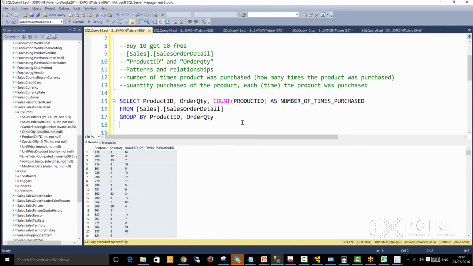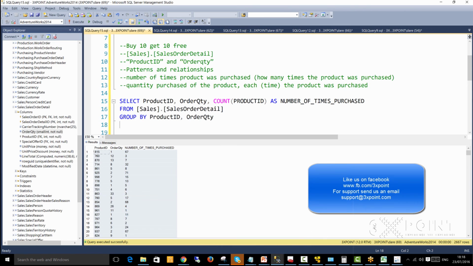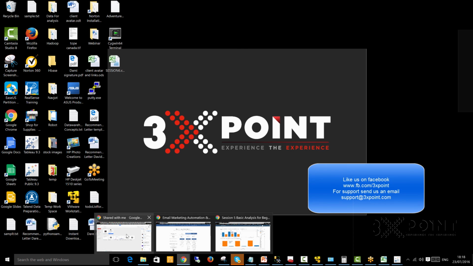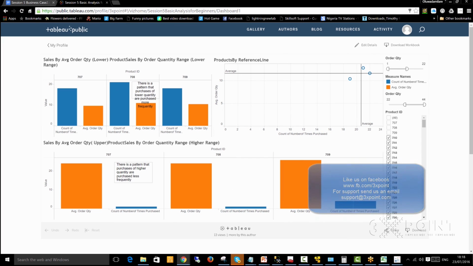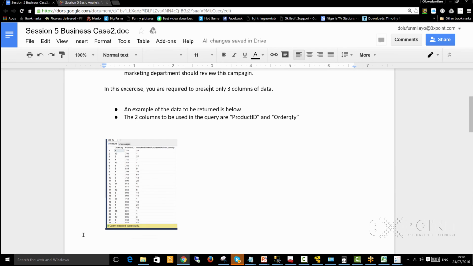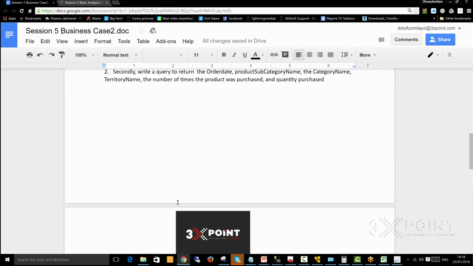So this is where we're actually going to stop our session for today. There is still another part of the business requirement. Where is it? I can't find it. Oh, there it is. Yeah. So there is still another part, which is this.